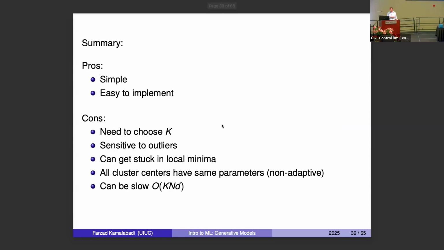Okay. So to summarize K-means before I move on to the last topic, the pros are, of course, it's simple conceptually, easy to implement. The cons, need to choose K. There are ways to automate that. The general topic is referred to as model order selection or estimating model complexity.